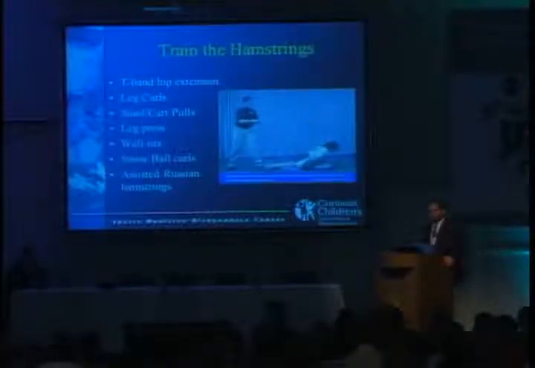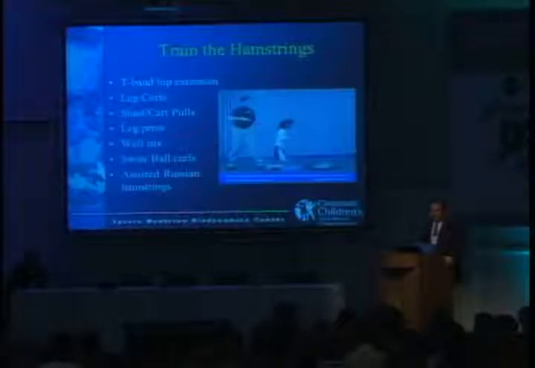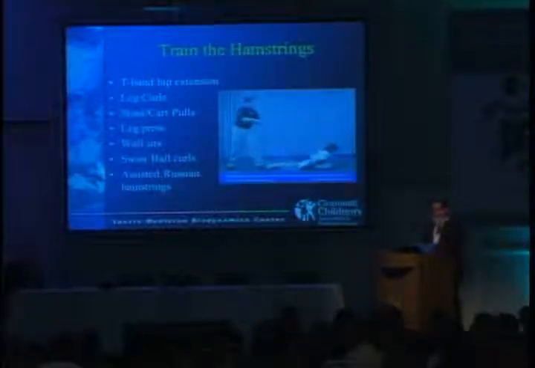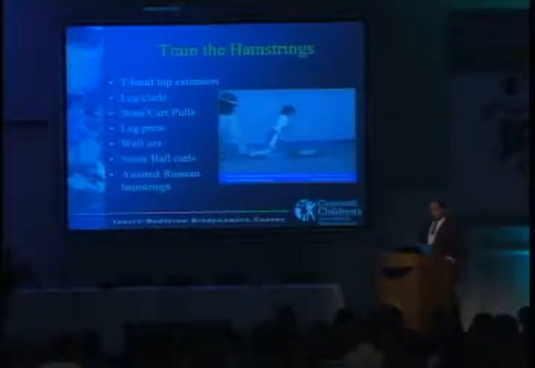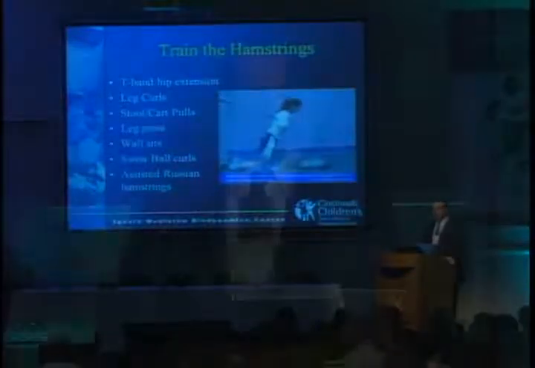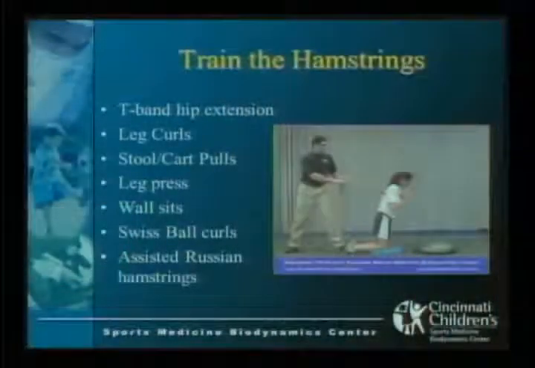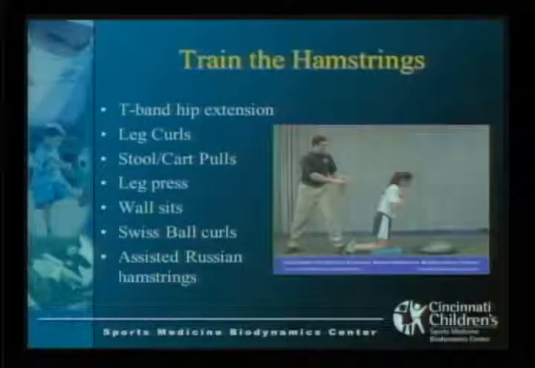Some of the means we can utilize to do this, again, can be very low-level exercises, such as hip extension exercises with TheraBand, leg curls, or things such as stool or cart pulls as well. If we want to advance to more higher-level activities, utilizing leg presses with, again, good technique and good form, encouraging wall sitting with slight trunk flexion to recruit the posterior musculature, doing Swiss ball hamstring curls, or something much higher level, such as an assisted Russian hamstring curl, which is what we see demonstrated right here.